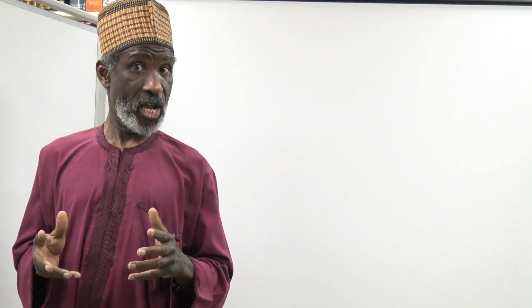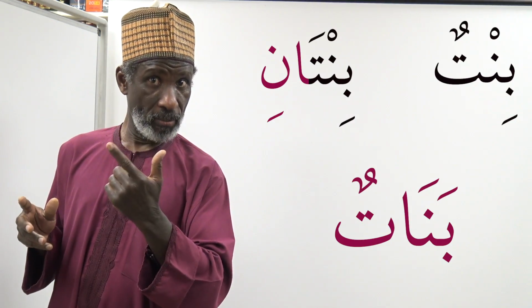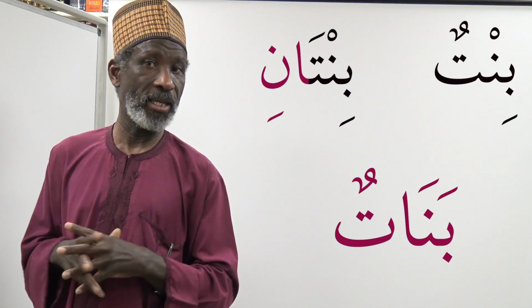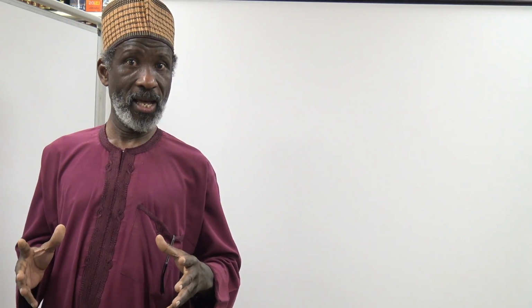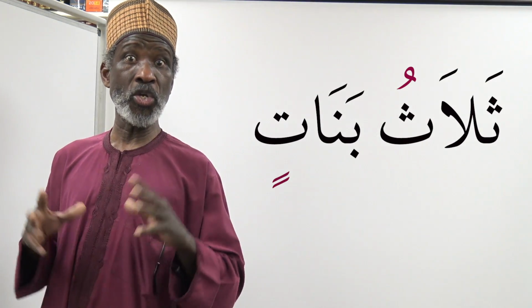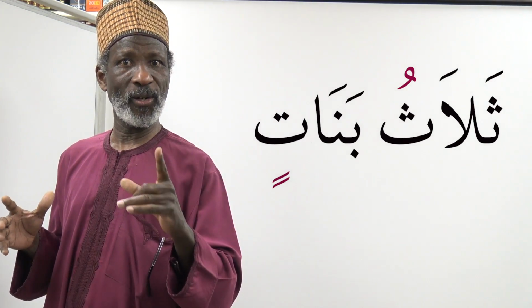Okay, if you want to say 3 girls, we know bintun is a girl, bintani, that's 2 girls. Now, banat is girls, plural. So, 3 girls would say, thalathu. You see, without ta marbuta, we use the masculine version of number 3.